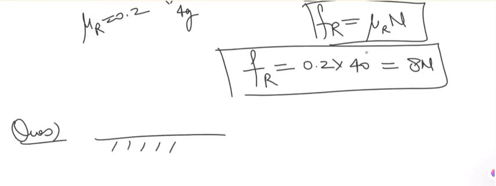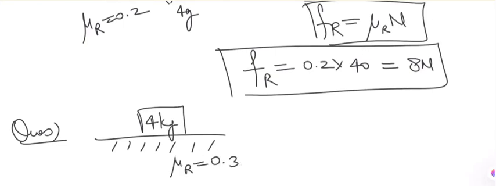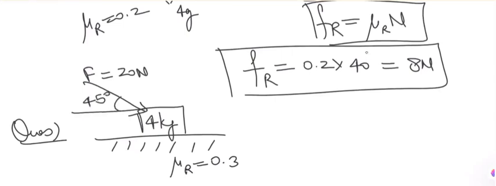Suppose here is a static surface. Here I have a 4 kg object. Here the mu_r is, let's say, 0.3. And it has been applied with a force of 20 Newton. The mu_r is already given in the question. I will explain how they will ask. Don't worry. Let's say it is at 45 degrees.